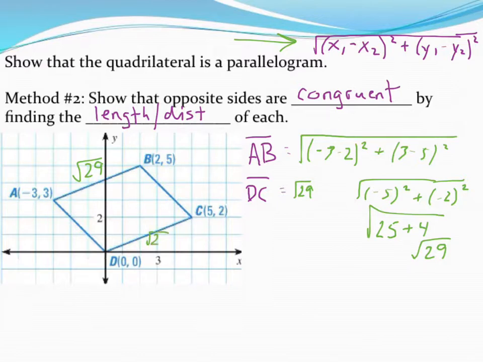I want those opposite sides to be congruent. And then what I need to do is find the remaining two sides. It's not enough just to find that one pair of opposite sides are congruent. I need to find the other two as well. So I need to find the length of segment AD, and I need to find the length of segment BC.